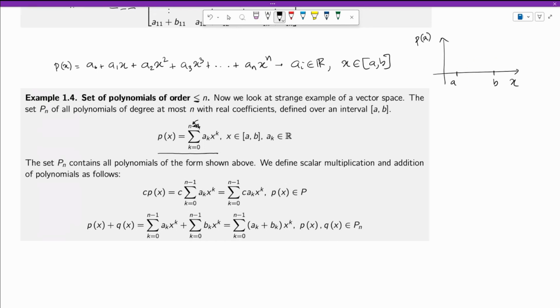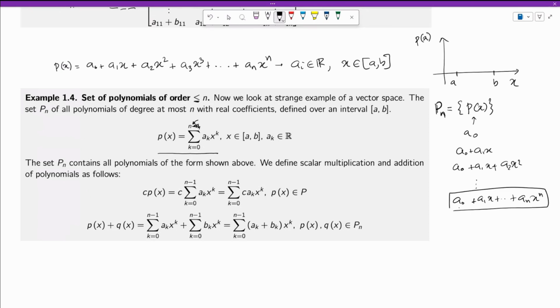Now, let's say we have a set P. I'll call it Pn. This is a set of all polynomials of order less than or equal to n. That means this includes polynomials of the form a0 plus a1x, a0 plus a1x plus a2x square, and so on and so forth, to a0 plus a1x and so on up to an x power n. The most general form is this.